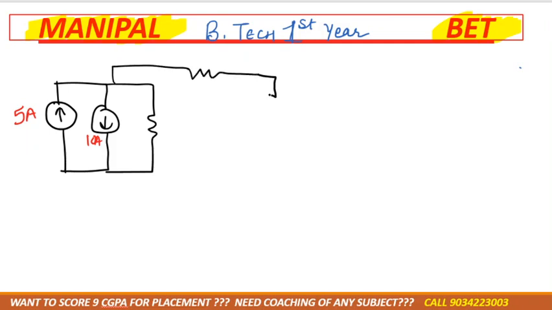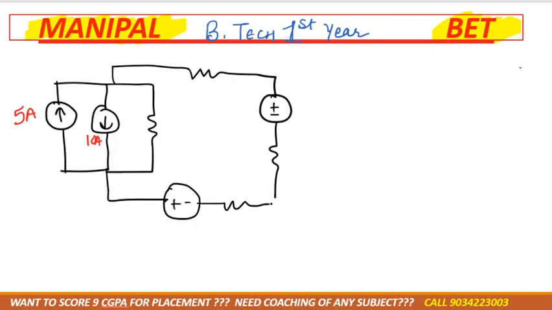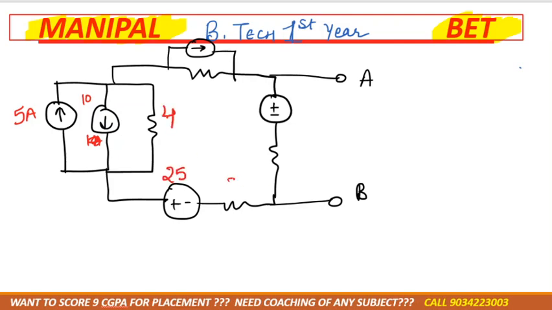Draw the diagram. This is 10 ampere, this is 4 ohm, this is 25 volt, this is 3 ohm, this is 3 ohm, this is 6 volt, this is 2 ohm, and this is 5 ampere.